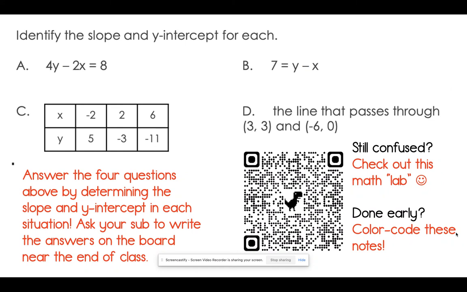And if you still finished early, you can color code these notes. Make it a little bit easier for you to understand the stuff on the pages by color coding things like your y-intercept and showing the actual rise and run of your slope.